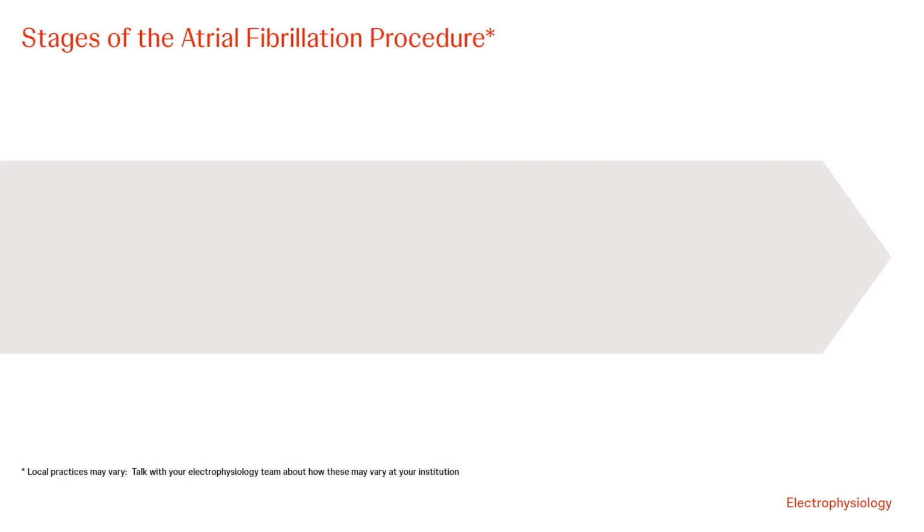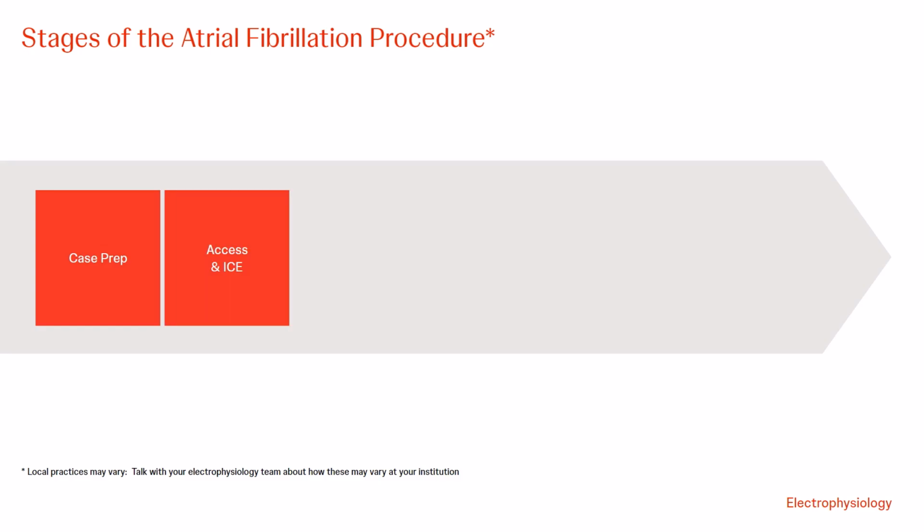Here is a typical workflow for the atrial fibrillation ablation procedure. Case prep typically includes setup of equipment, preparation of the patient, anesthesia induction, and intubation. Access includes sheath and catheter insertion, followed by introduction of an intracardiac echocardiography or ICE catheter. Transeptal puncture is then performed, and catheters are placed in the heart.